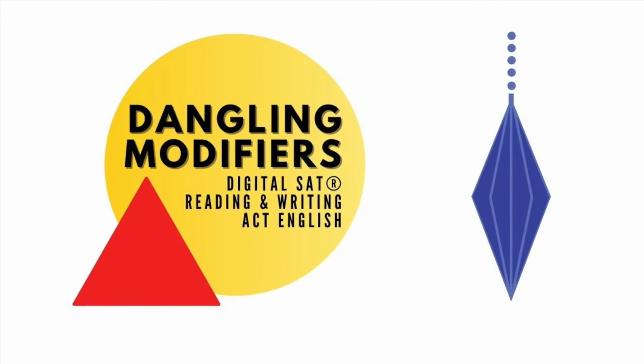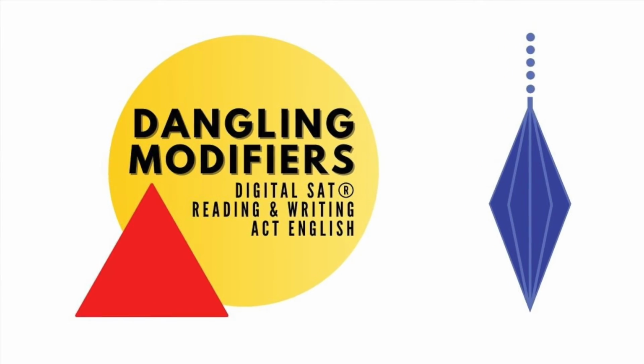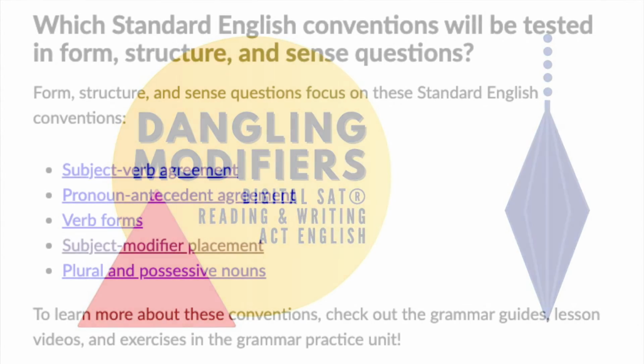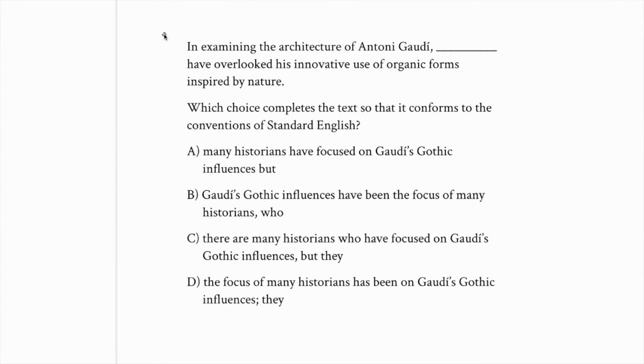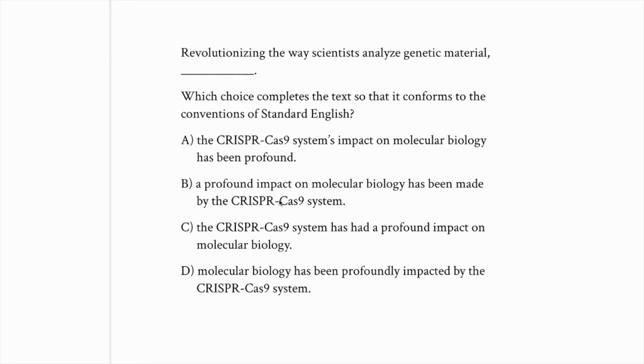So in this video, we're going to look at some questions involving dangling modifiers, also known as subject modifier placement questions. And first of all, just a little word on how you can recognize when you have one of these questions. It's actually pretty straightforward. These are going to be essentially the only standard English conventions questions in which you have lengthy answer choices and different word orders. So there's one example.